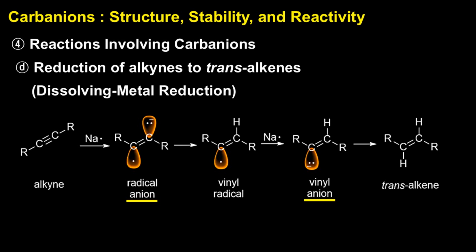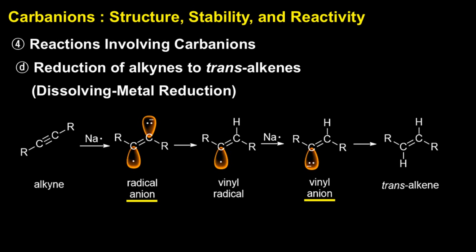Another important reaction involving carbon ions is the dissolving metal reduction of alkynes. This one's pretty cool because it selectively reduces alkynes to trans-alkenes using sodium metal in liquid ammonia, or Na over NH3. Here's how it works. The reaction follows a single electron transfer mechanism, or SET.